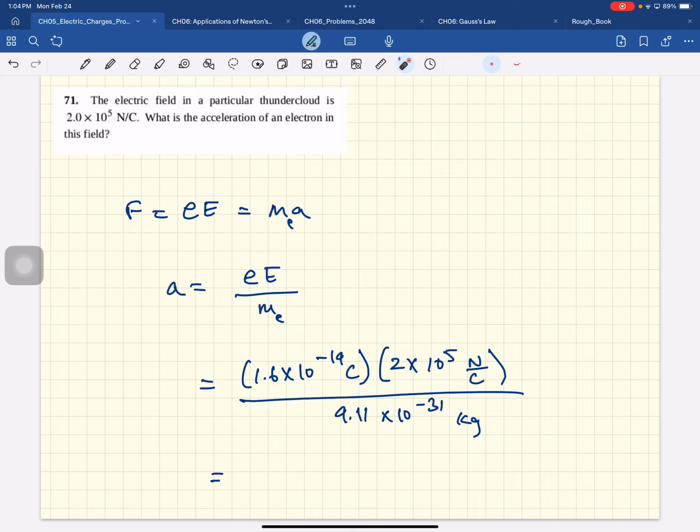All right, again, you want to take your powers of 10, that comes up there, it becomes plus 31, so plus 12, plus 5, 17 meters per second squared.